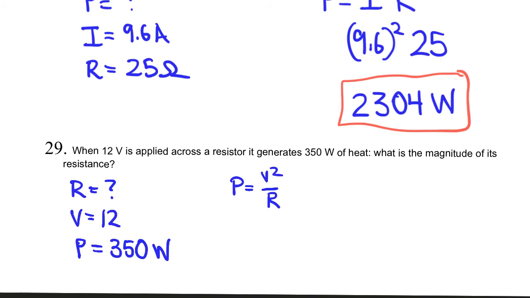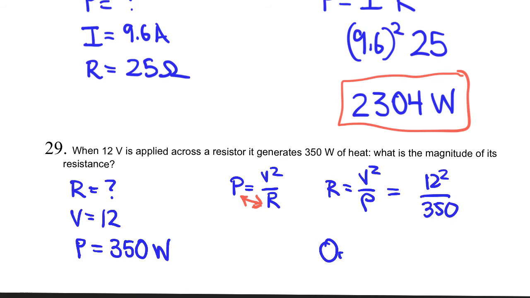And this is one of those cases like I've been preaching to you since day one of school. These two guys are going to cross multiply. They're going to basically switch spots. And so my equation is going to become R is equal to V squared over P. I can plug in my numbers, 12 squared divided by 350. Don't forget to do the squared first. Plugging it into my calculator, I get the magic number of 0.41, and that would be ohms.